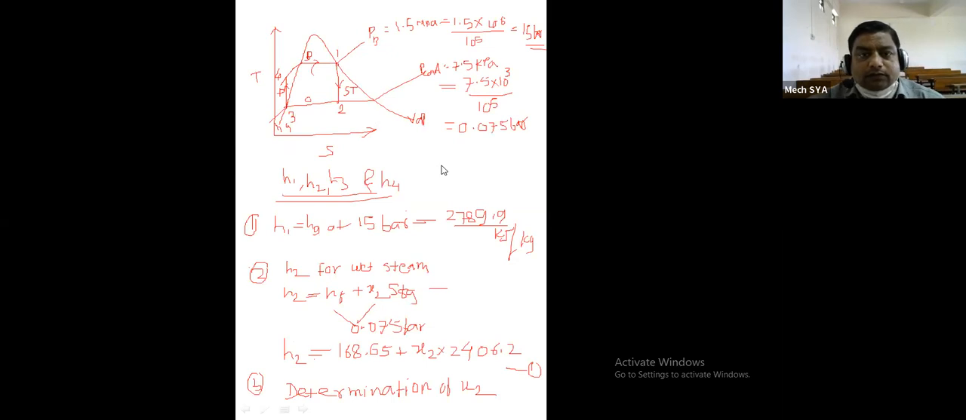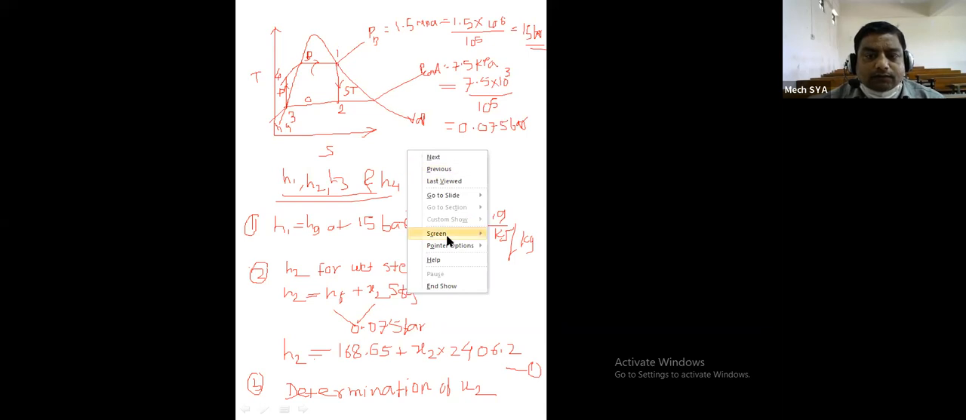In a steam power plant working on a Rankine cycle, the boiler pressure is 1.5 megapascal, and the steam supplied to the turbine is dry and saturated. Hence, we have considered the T-s diagram of the Rankine cycle like this.